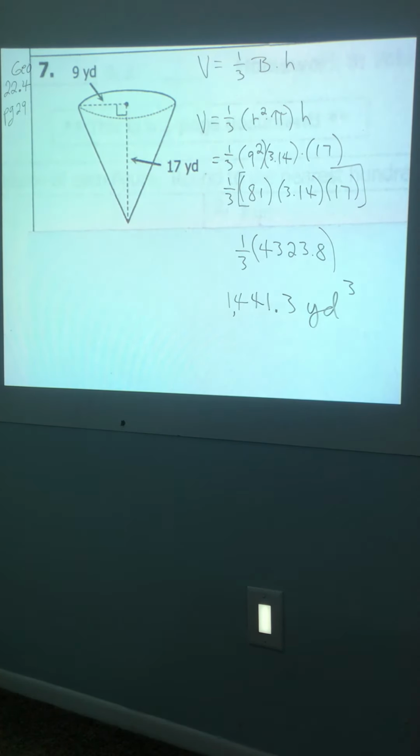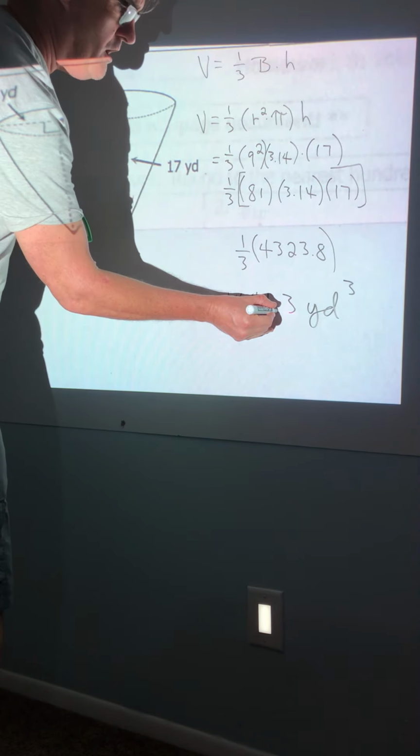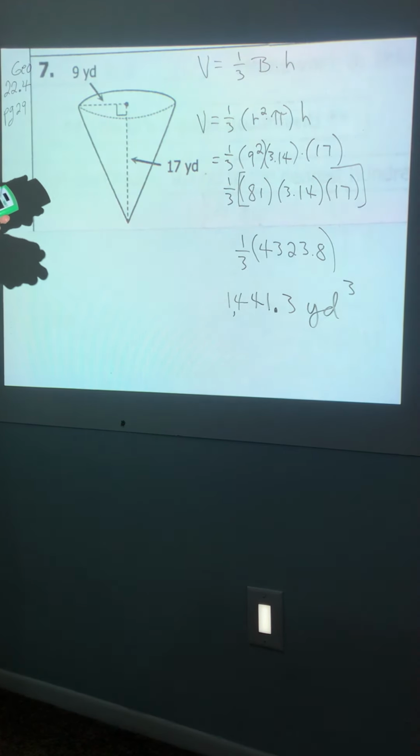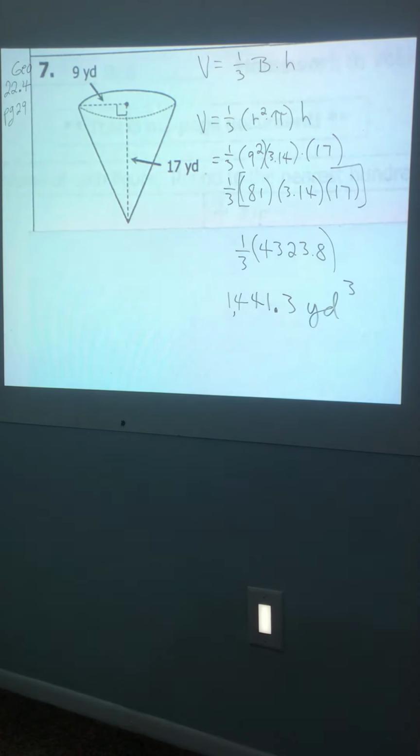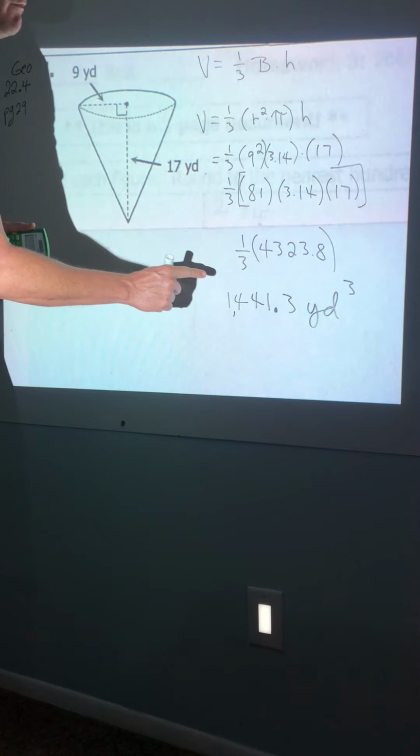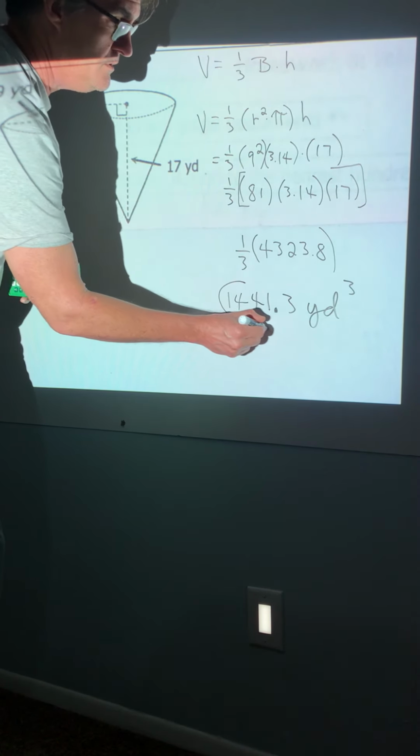If you're finding this easy, hey, I'm happy, because honestly, you just got to grab the right formula. You know that's a cone. You've eaten ice cream before, so you know that's a cone. And then you just plug in the information and go from there. The volume of that cone is 1,441.3 yards cubed.